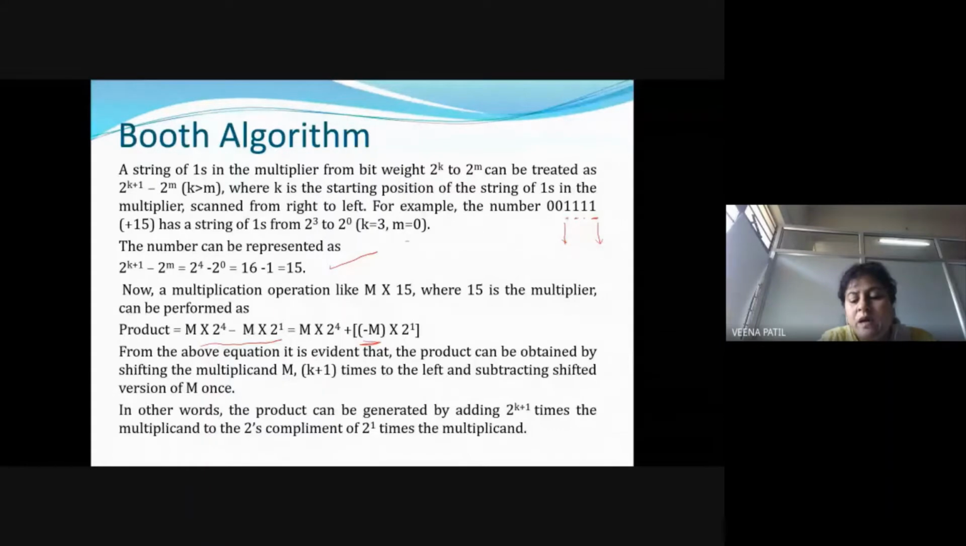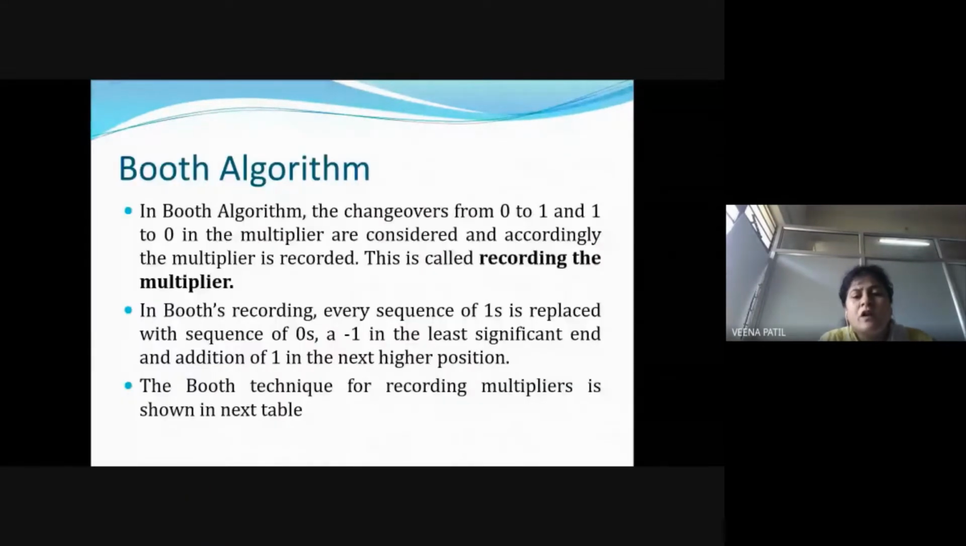Now this is all theory. Don't worry about theory; you have to just remember the theoretical part. Actually, practically, how we are going to perform it, I will tell you. In Booth's algorithm, the changeover from 0 to 1 and 1 to 0 in the multiplier is considered, and accordingly the multiplier is recoded. This thing is very important for us. This is called recoding the multiplier.